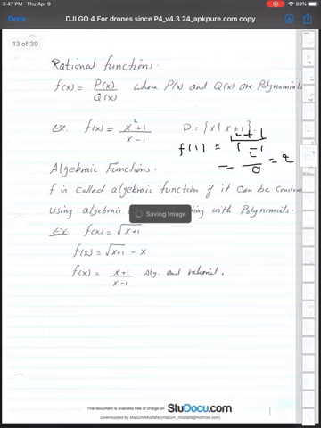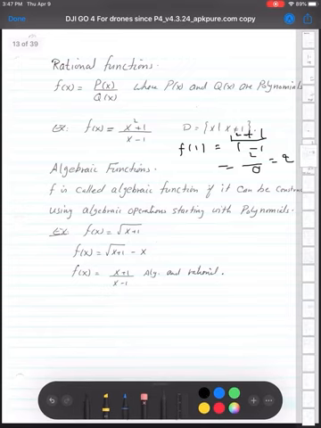An algebraic function is a function which can be represented from polynomial functions using algebraic operations. What are algebraic operations? Plus, minus, multiplication, division. So root of (x plus 1) is represented by algebraic operators, and root of (x plus 1) minus x is again an algebraic function. This one is both an algebraic and a rational function.